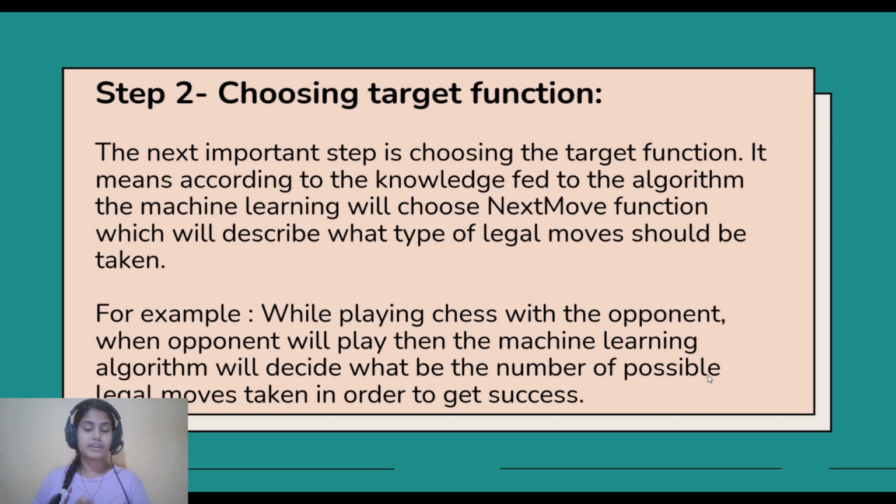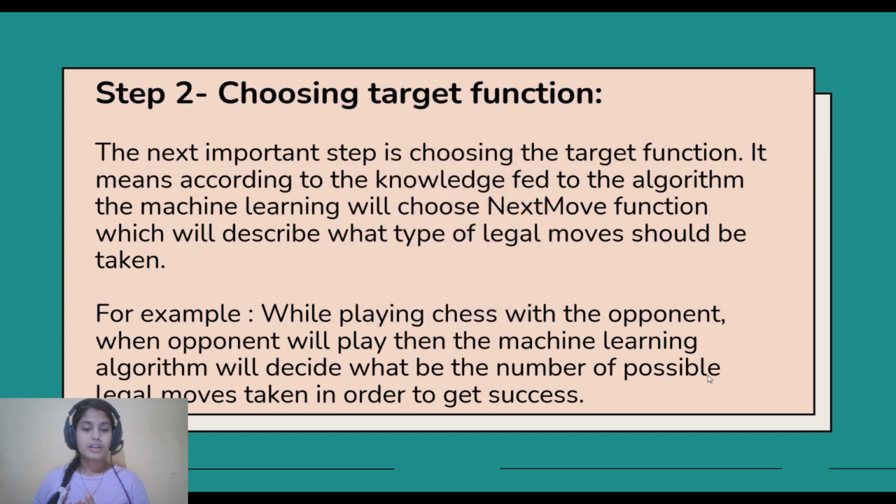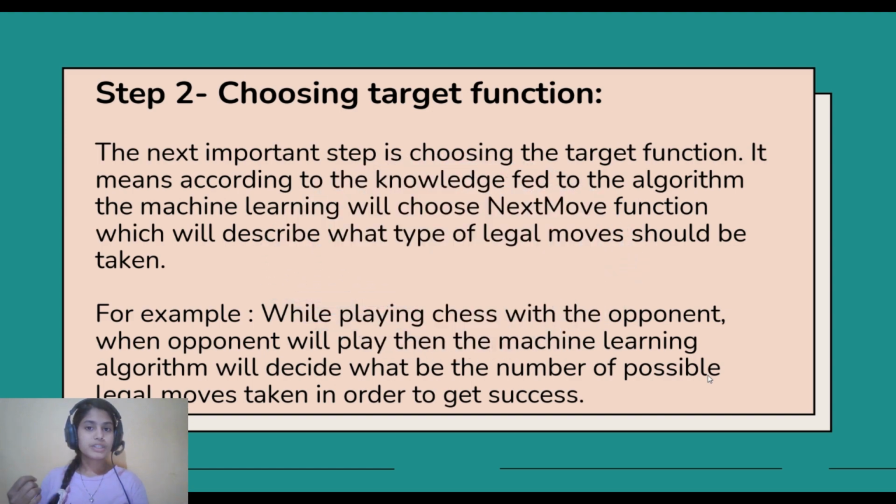So choosing target function. What is the target that we are expecting from the machine? So the example is taken for a machine playing a chess game. So here, what is the target of the machine? To win the game. So according to the moves made by the opponent, the machine will calculate what should be my next move to win the game. What are the chances to win the game if I take this step or if I take another step. So that's how choosing the target function works.